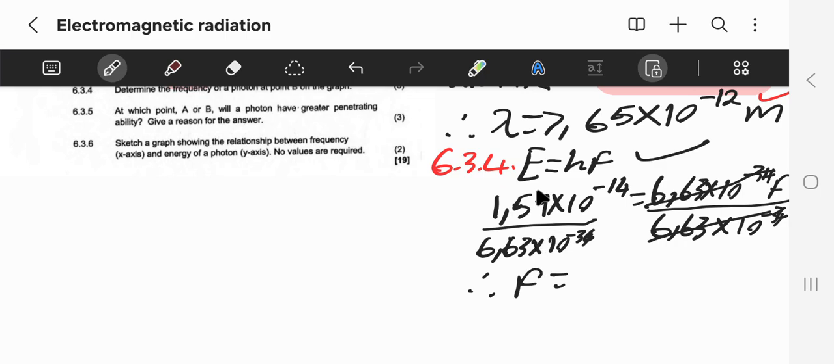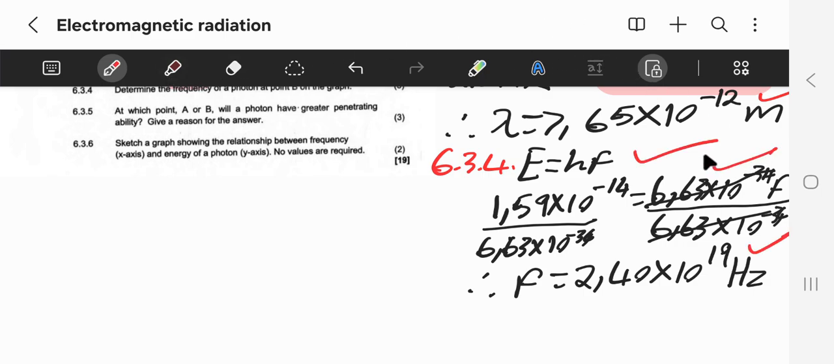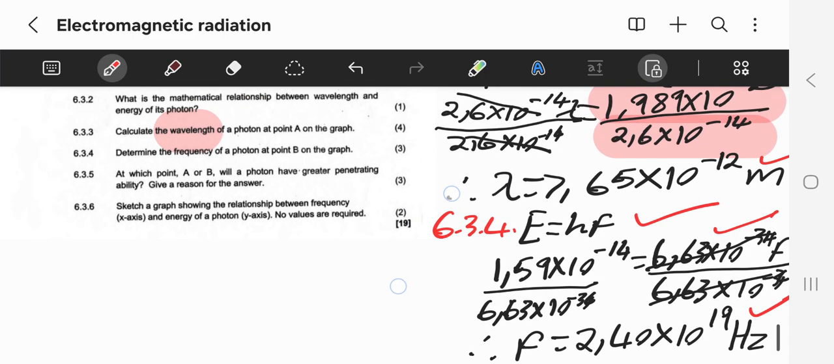And when we press our calculator, guys, the answer that I'm getting is 2,40 times 10 to the power of 19. And what am I going to write as my unit? I'm going to write hertz. And then that will be it. I'll show you how to mark there. So for this one, you mark the formula, you mark the substitution everywhere, and you mark the final answer. Let me just confirm if it's 3 marks. Yes, it is. So that's how you mark.